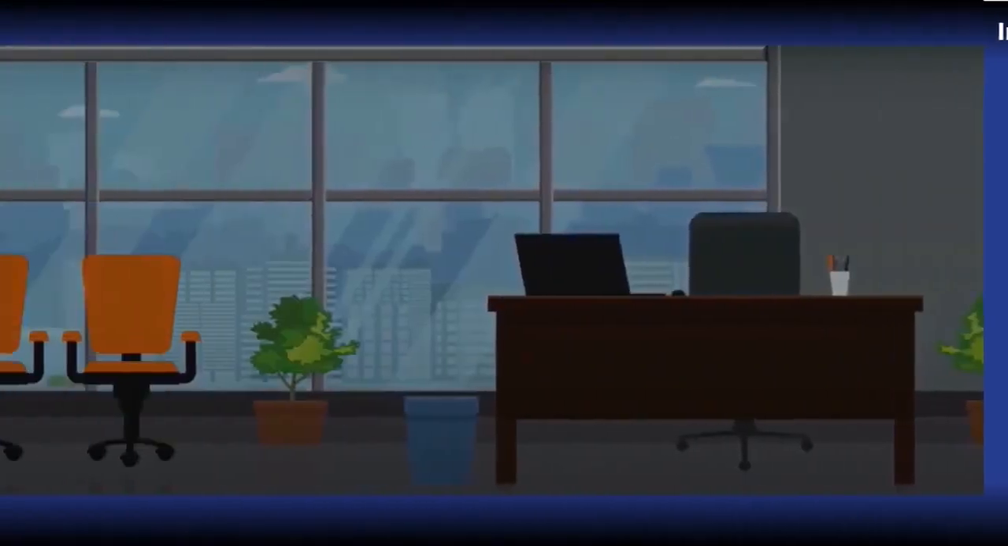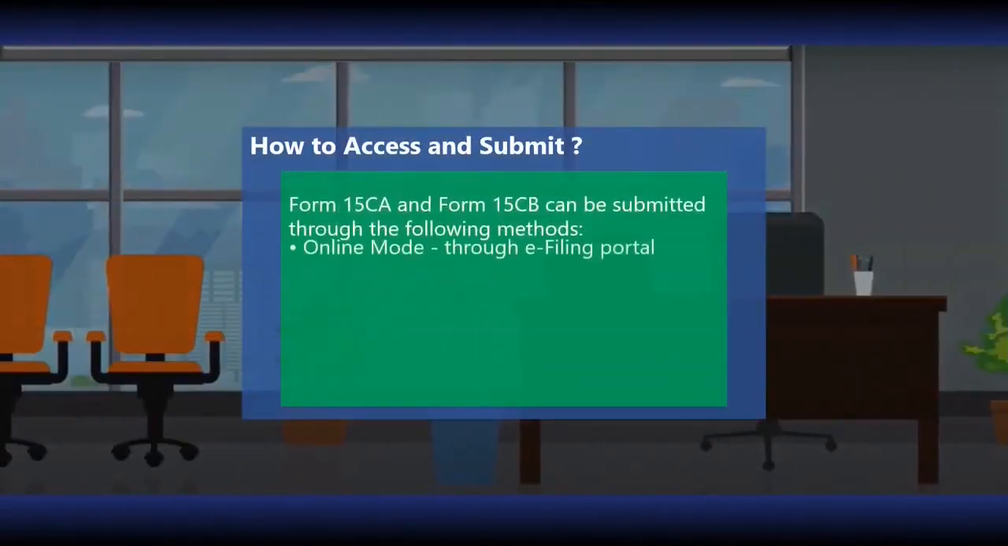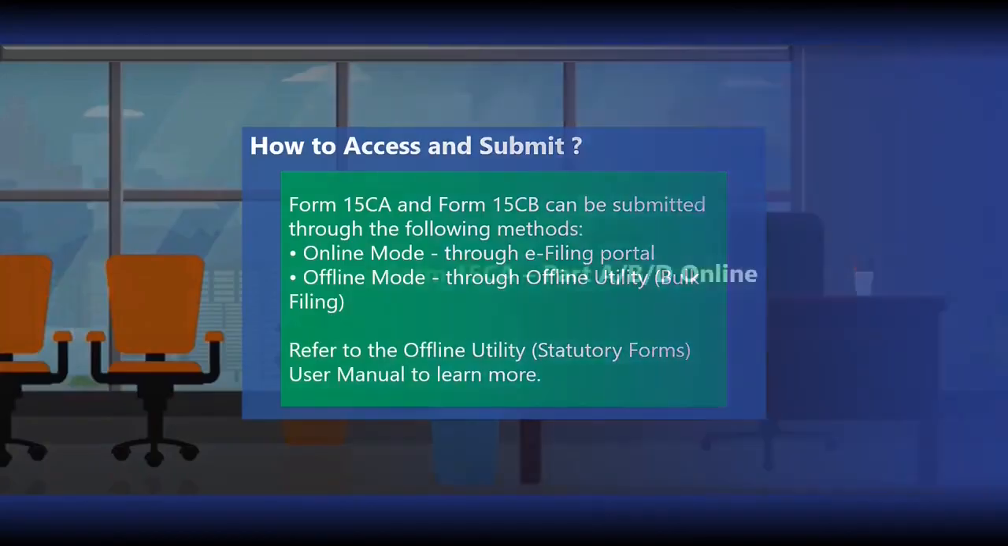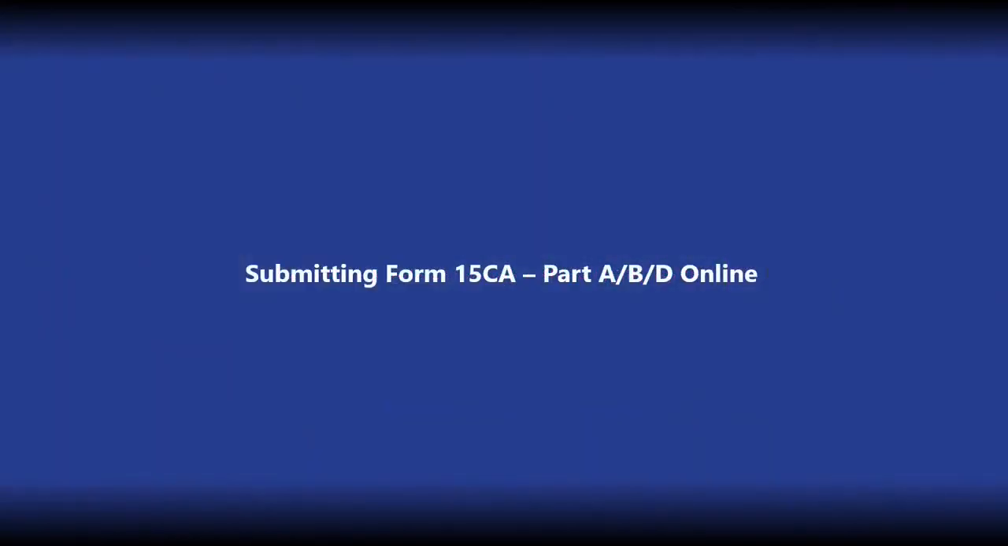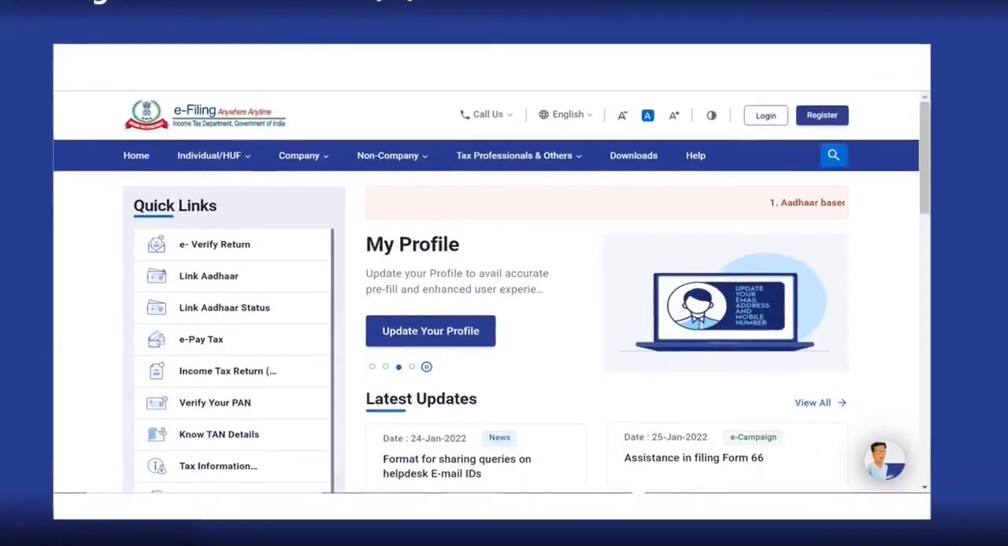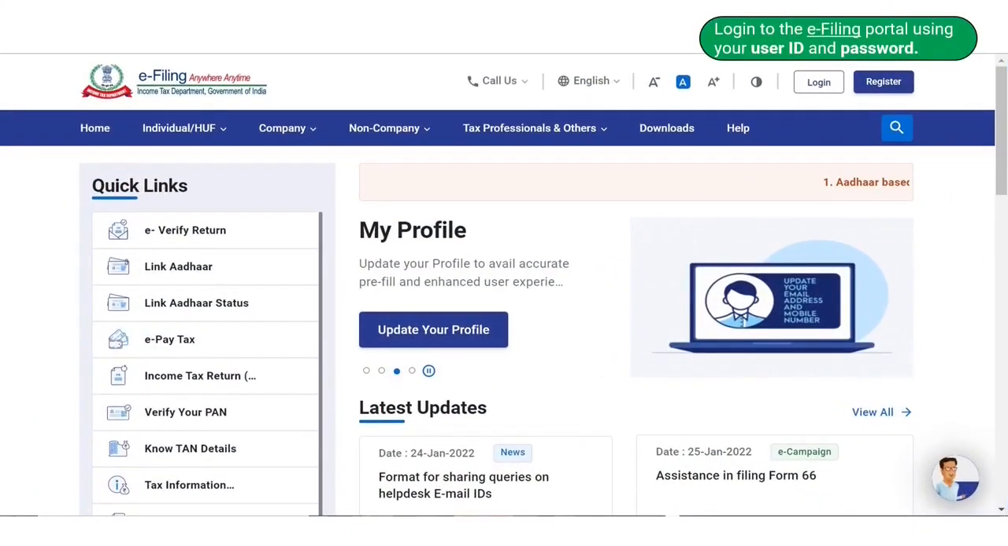Form 15CA and Form 15CB can be submitted through the online mode or through the offline mode. There is also a functionality for bulk filing of Form 15CA. Let us now look at how do we submit Part A, B and D of Form 15CA through the online mode. In order to file the form through the online mode, the taxpayer is required to log into the e-filing portal using the user ID and password.